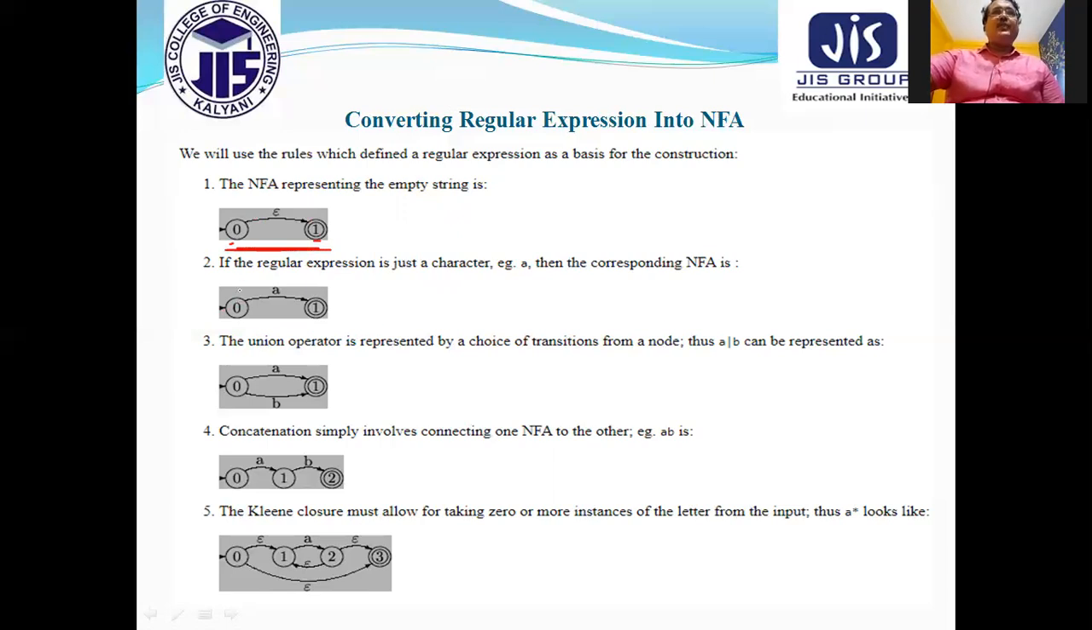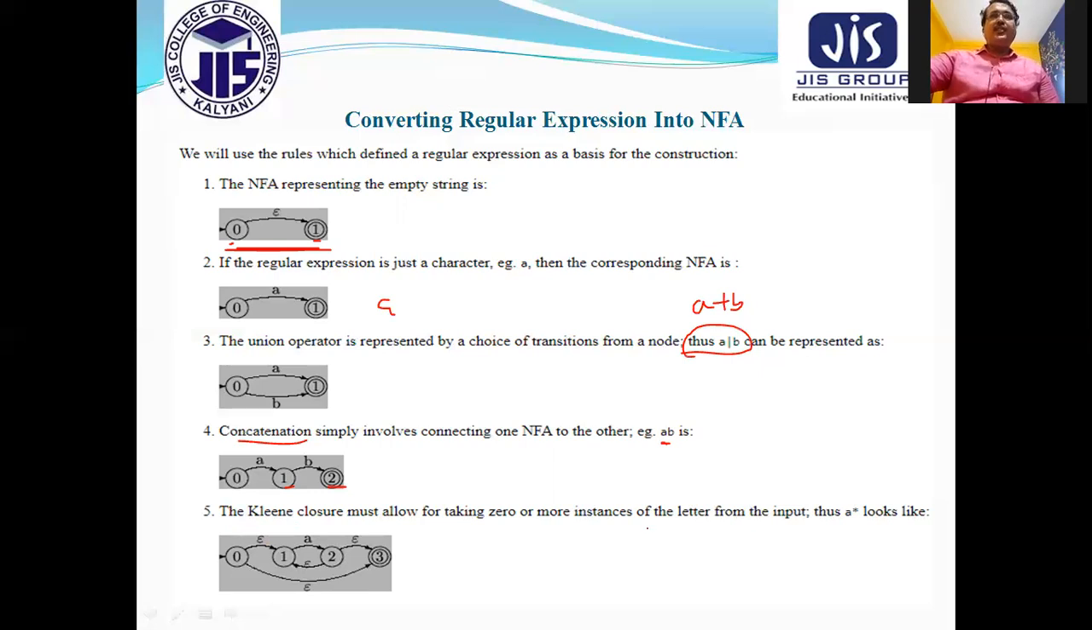When only A is there, simple A, I can start from 0, the initial state, and make it like this. Suppose the regular expression is A plus B in this form. Then you can write this way: one state will be there and this will be this part. So these are the processes. If the regular expression is a concatenation of strings, I can write A taking us to this state and then B taking us to the next state. In this way we have to write.